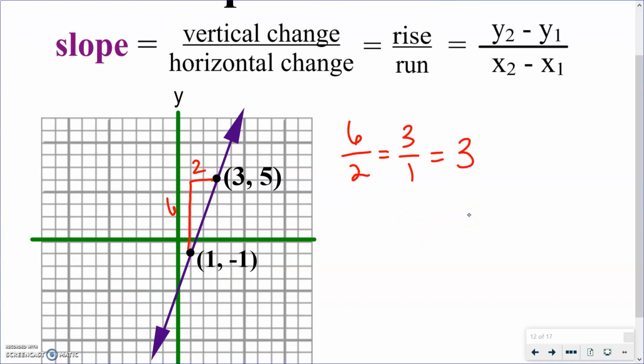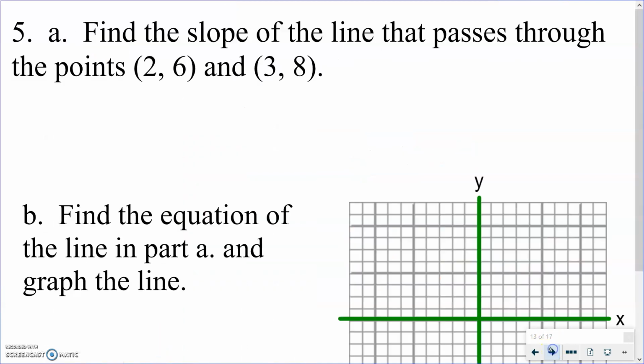We could also plug the points into the slope formula here and do 5 minus negative 1 over 1 minus 3, which is also going to give us 6 over 2, which will also simplify to 3. So we would get it using the formula or counting it on the graph. You should end up with the same slope.